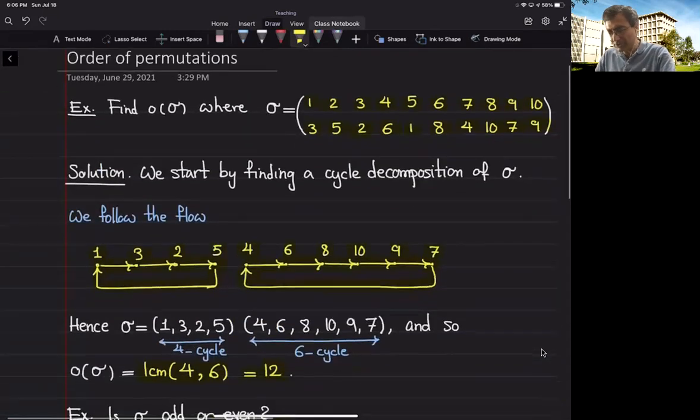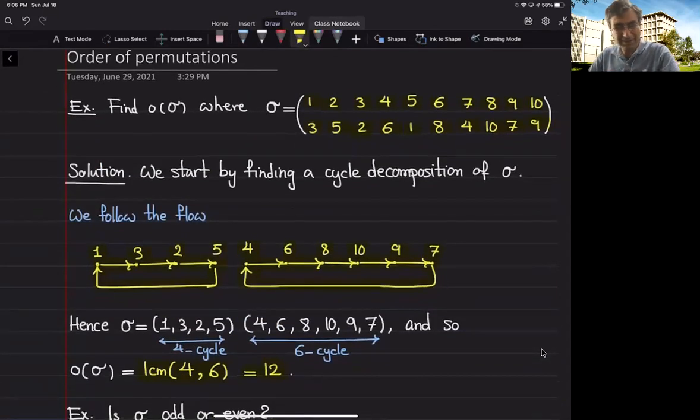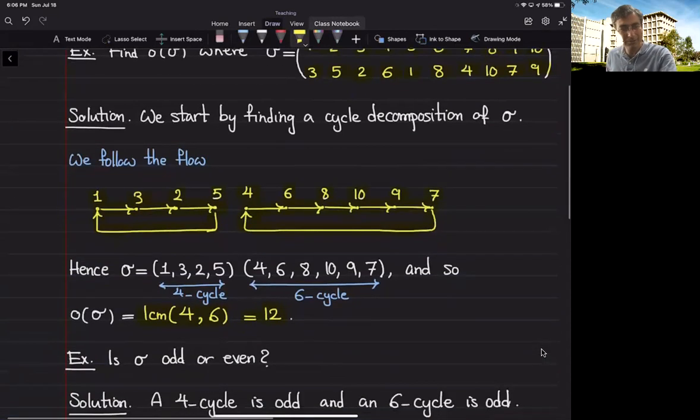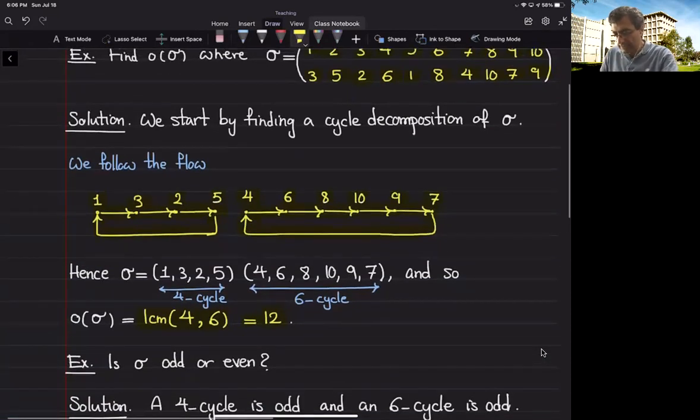Now let's go back to the same question. Now that we have written this cycle decomposition, let's try to understand whether or not sigma is odd or even. So is sigma odd or even? We have written this as a product of a 4 cycle and a 6 cycle. Is a 4 cycle odd or even? This we have answered. We have answered that an m cycle is odd if m is even, and it is even if m is odd. So therefore, a 4 cycle is odd.